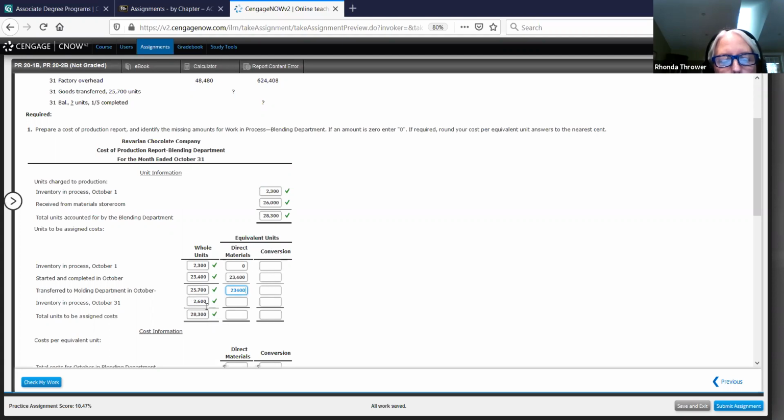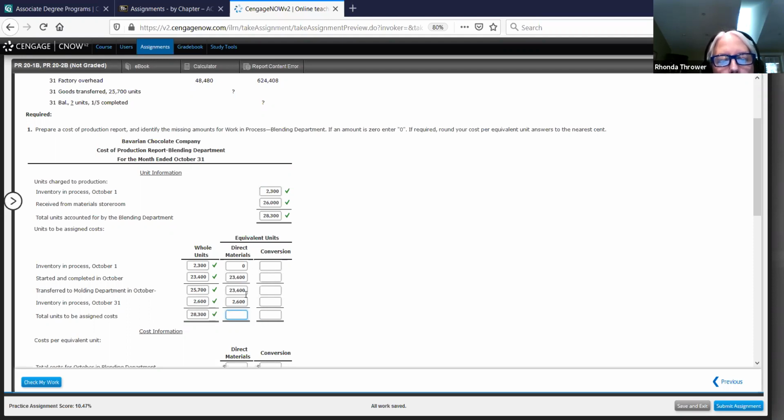Ending inventory units have all their materials in them. So 100% of the materials are going into your ending inventory. If your ending inventory is 2,600 units, all 100% of these have materials in them. So we have the materials in our ending inventory.